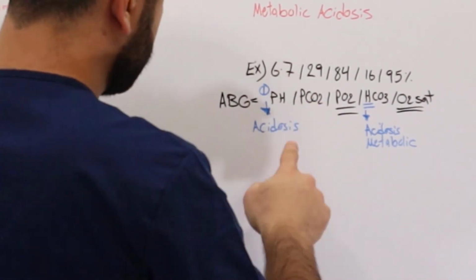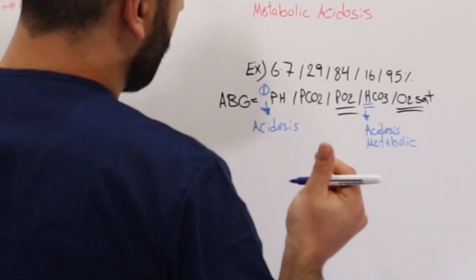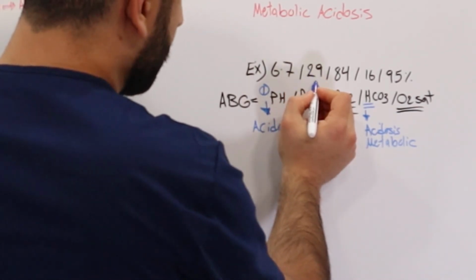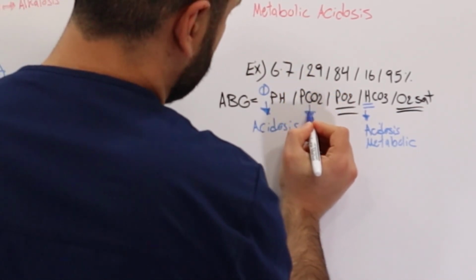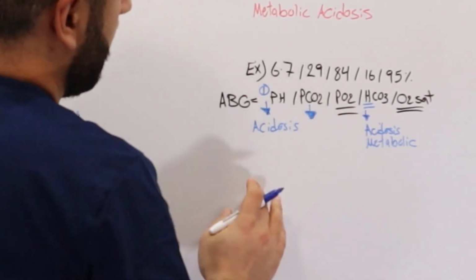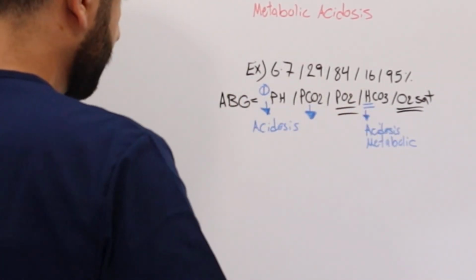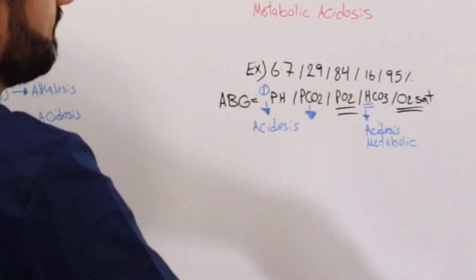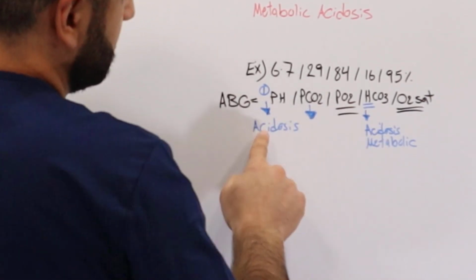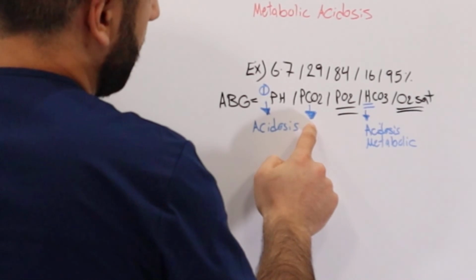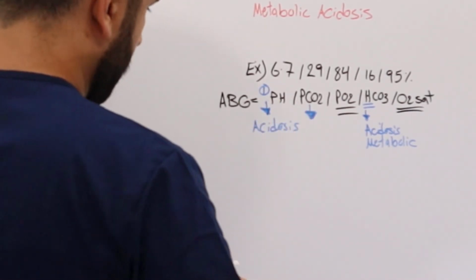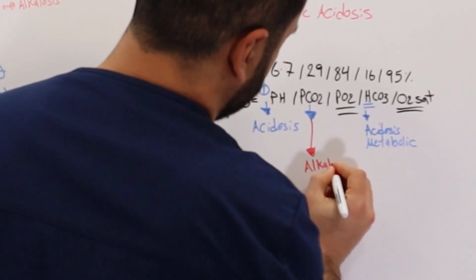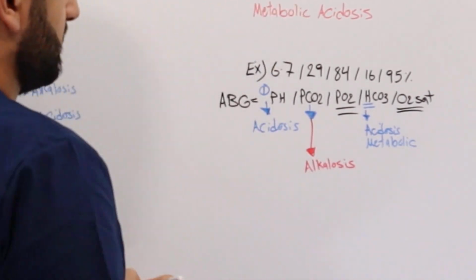So the CO2, what's going on with it? It's 29, and we know the range for this one is 35 to 45 millimeters of mercury. Therefore, this is also decreasing. So in this case, all three of them are decreasing. However, because this one doesn't have an H like these two, it's going the opposite direction. So if this is going acidosis and this is going acidosis, this is going alkalosis.